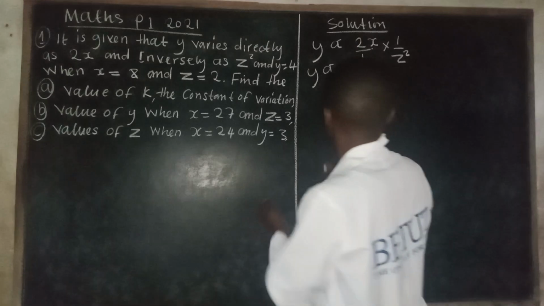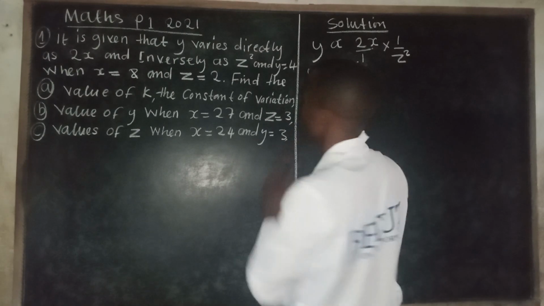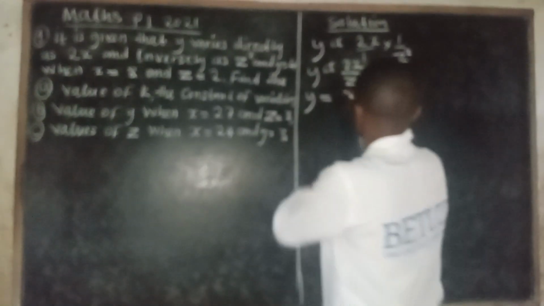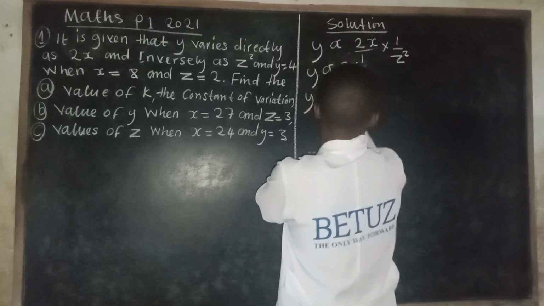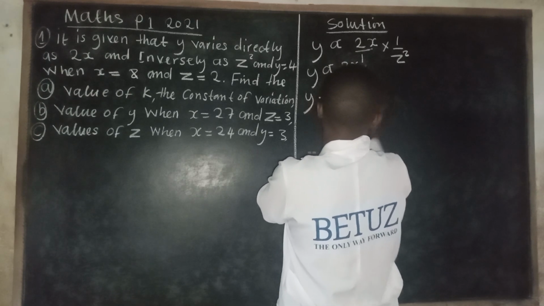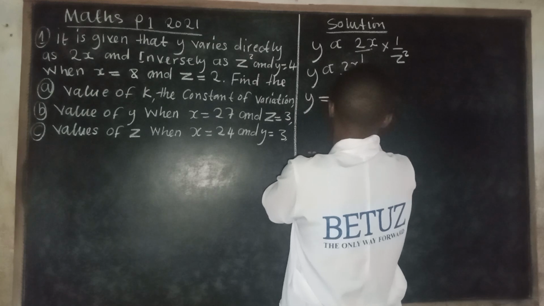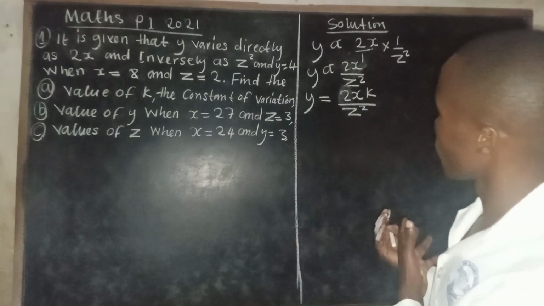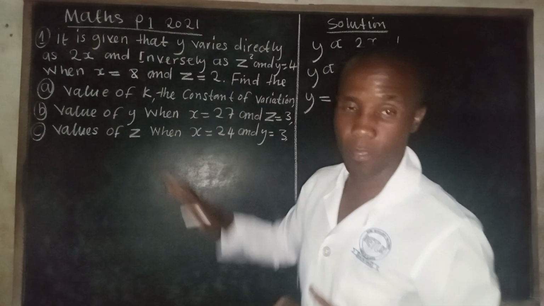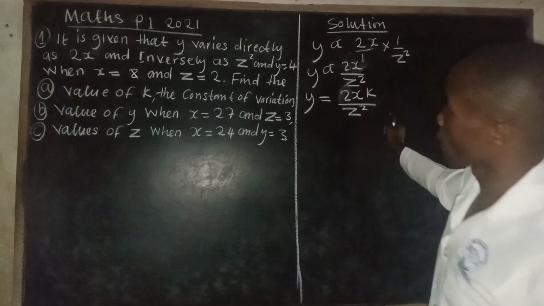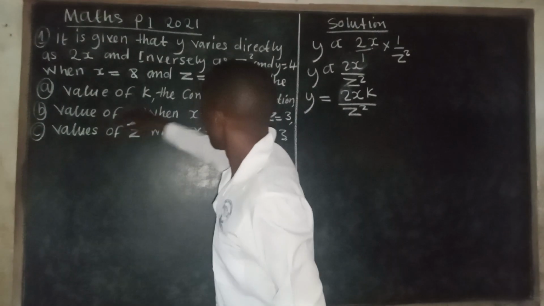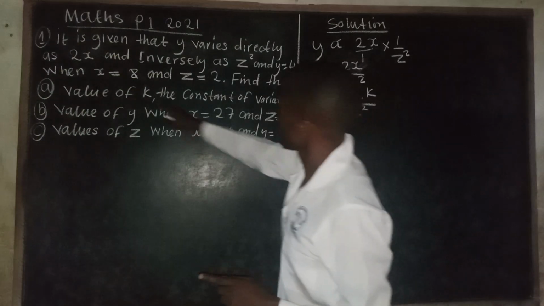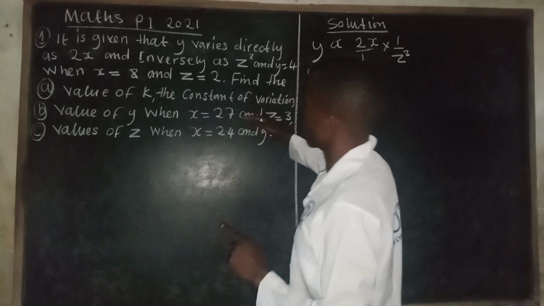Then from there, you are going to say y is equal to. The moment the equal sign is coming in, you have to introduce the constant, which is k. So we'll say 2xk over z squared. Having come up with that relationship, we can now go direct to the values that we are given. We want to find the value of k according to the first question, which is question A. So k is the constant of variation. We are going to substitute. They are saying find the value of k, which is the constant of variation.